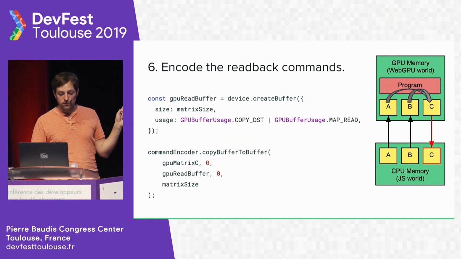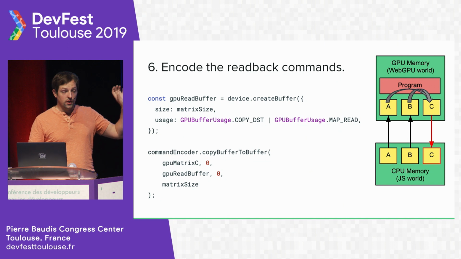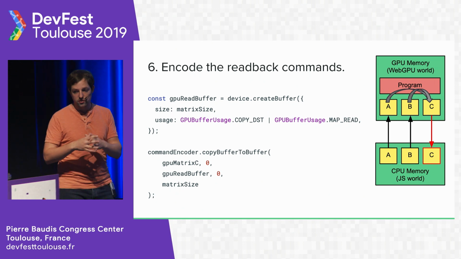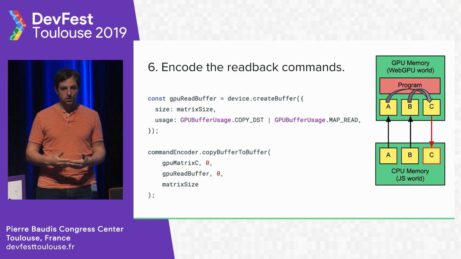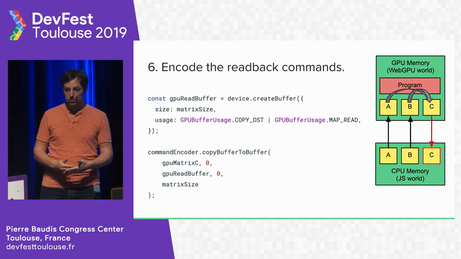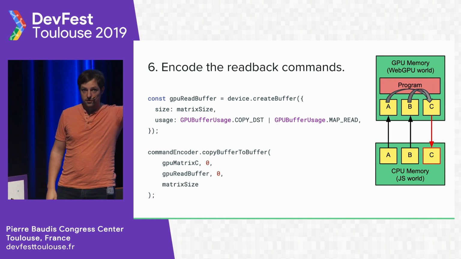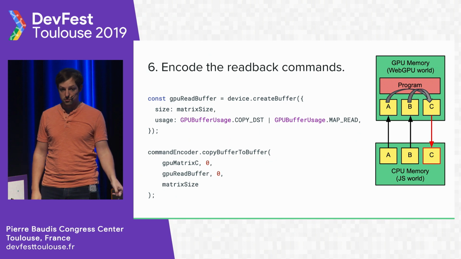So here we have computed the value of the matrix C on the GPU, but we also need to bring this data back on the CPU. So to do this, we create a readback buffer, a CPU memory allocation that can be copied to using the GPU. And in the commands, we also add a copy from C on the GPU to C on the CPU.